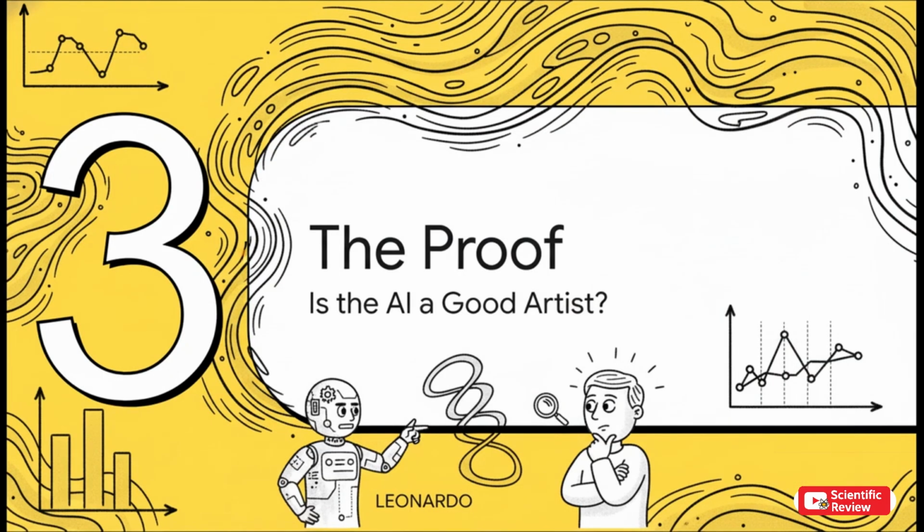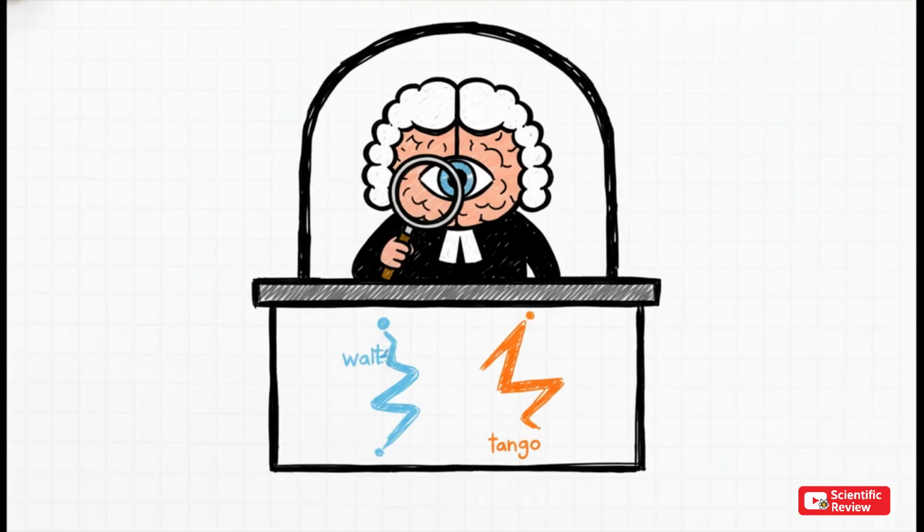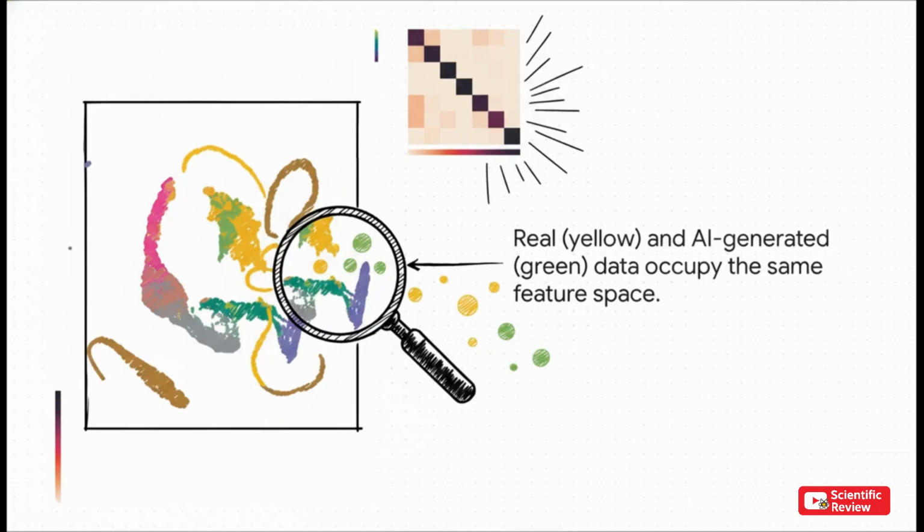Okay, so the generated dance looks good to us, but how do we know for sure? How can we prove objectively that Leonardo's creations are statistically indistinguishable from the real deal? For that, you need an expert judge. So the researchers brought in another AI, this one called Monet 2.0, to act as a totally impartial judge. Monet 2.0 is a classifier, and it was trained to be an expert at telling the difference between all kinds of nanoparticle motion. Think of it as being able to tell a waltz from a tango, just on a microscopic level.